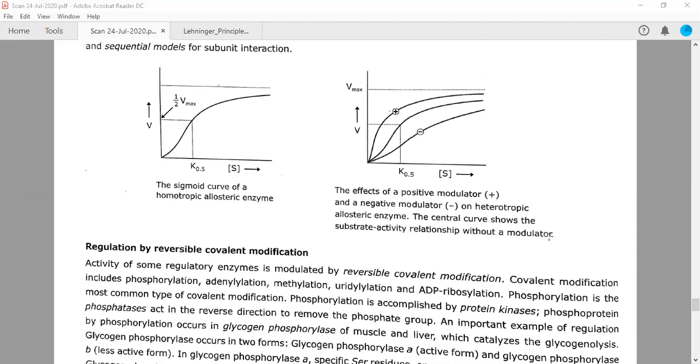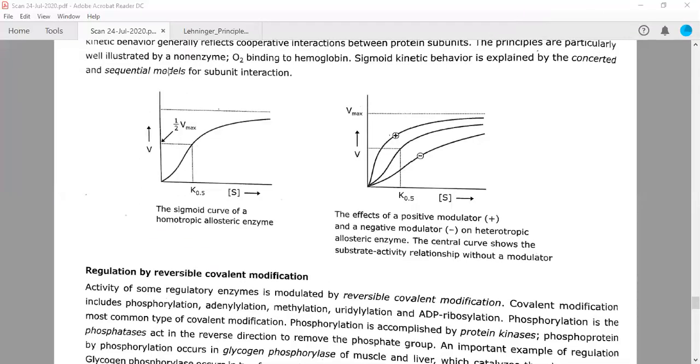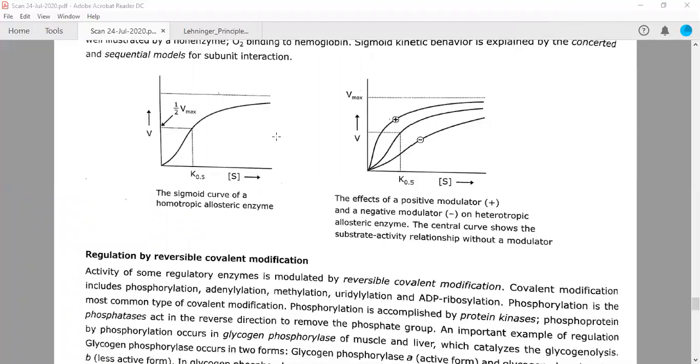So there are two models: one is the sequential model, one is the concerted model. In the concerted model, each enzyme subunit has some shape and it will be reverted into all forms, whereas the sequential model is when the oxygen molecule binds with one hemoglobin, it undergoes some conformational change and the rest remain as such, in a sequential fashion. Pages 42 and 43 describe these concerted and sequential models of allosteric enzymes.